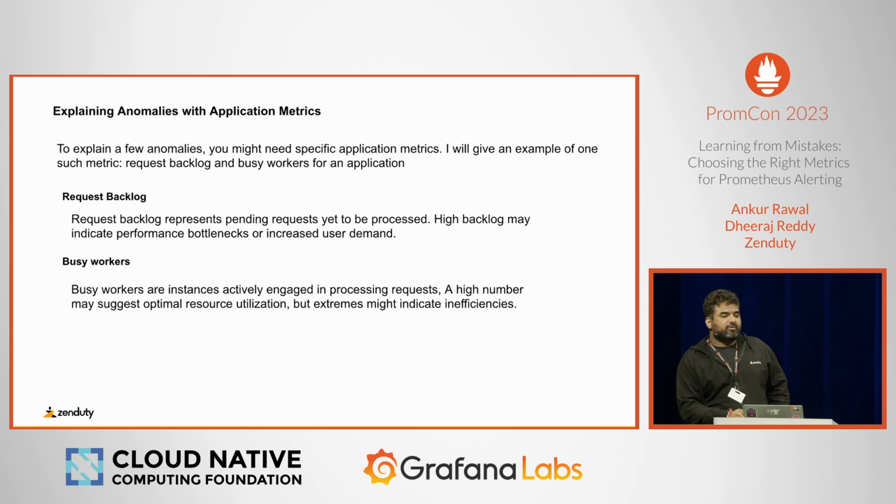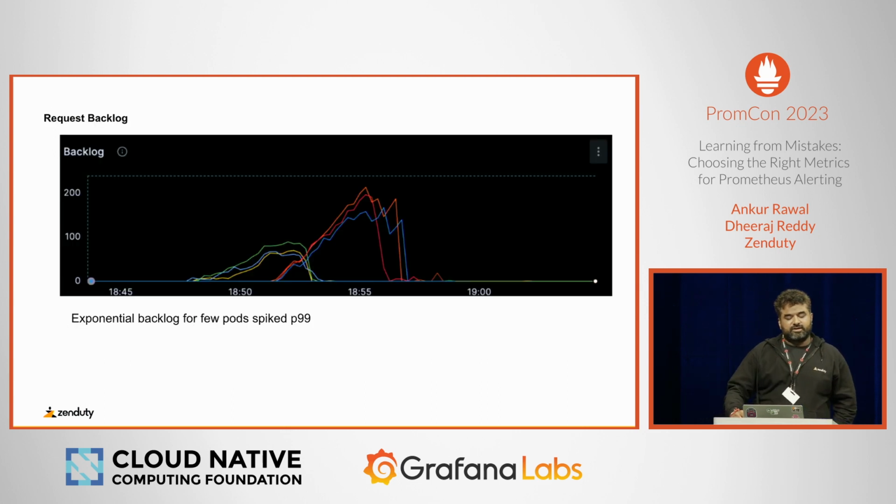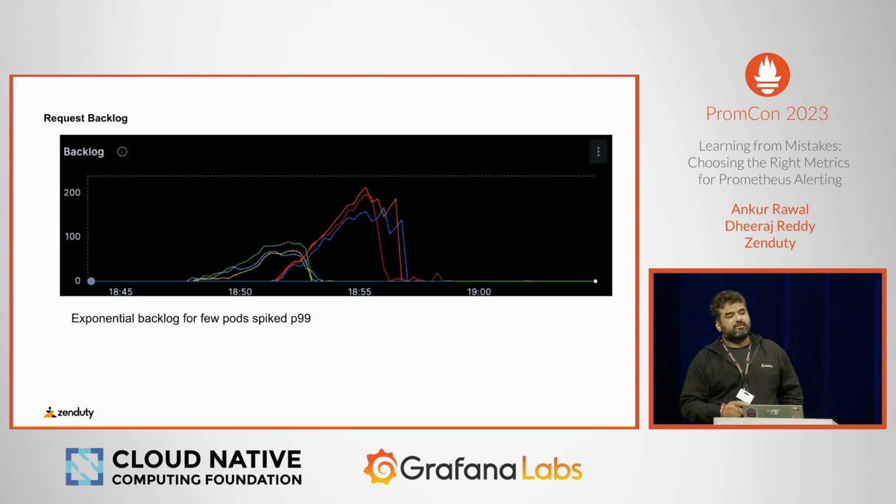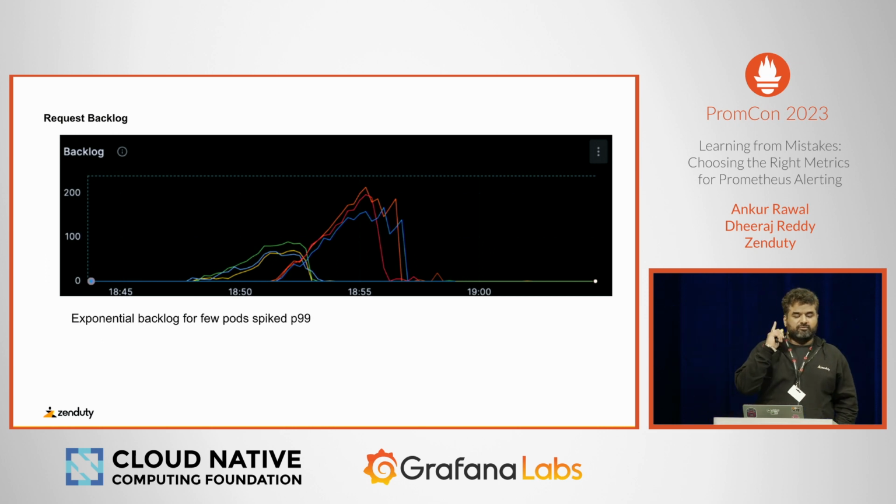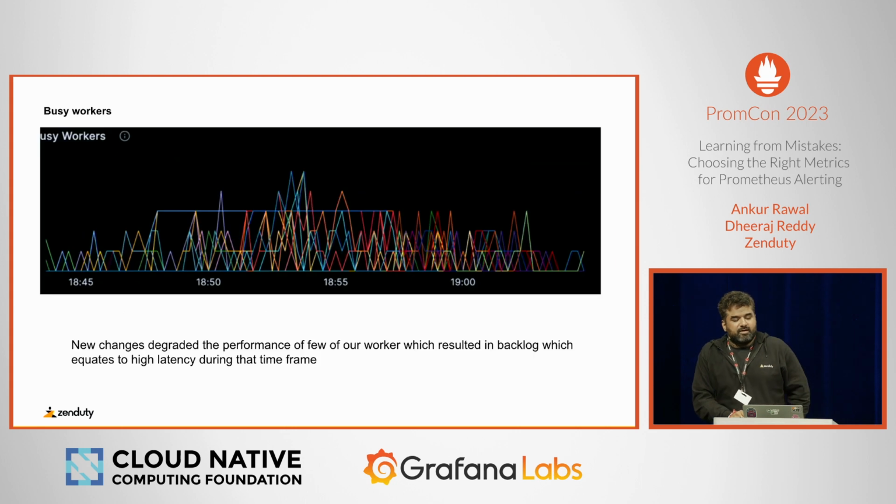The other is busy workers. A worker can be busy because your application code is not optimized to perform all the tasks in a given time frame, and that leads to the worker being busy. A request backlog could actually backfire like that. For the spike over a certain time frame, we started debugging the above case and found out that it was because of the backlog and not related to anything else. A busy worker would lead to this.